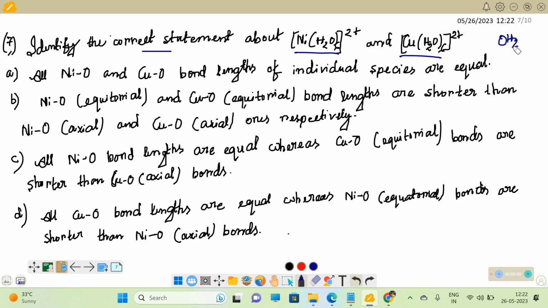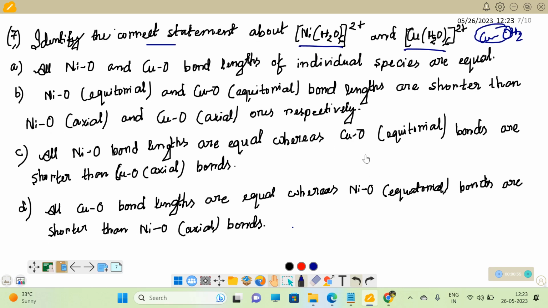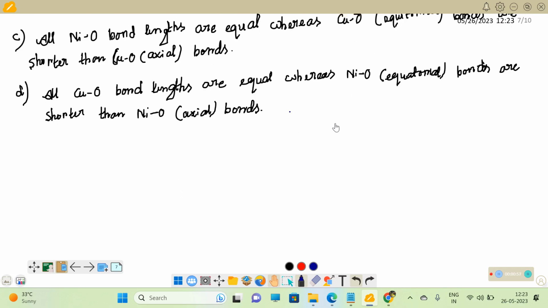OH2. You can see the ligand is OH2 in both complexes, and they are discussing the metal and oxygen bond length. Mainly they are asking in which complex the equatorial bond length and the axial bond length will differ, and in which complex they will be equal. So the question is based on the concept of Jahn-Teller distortion.